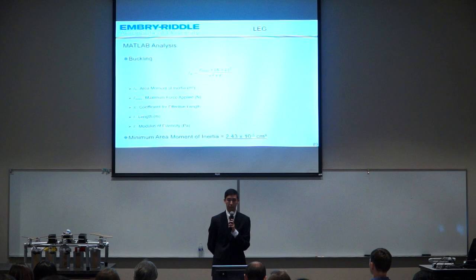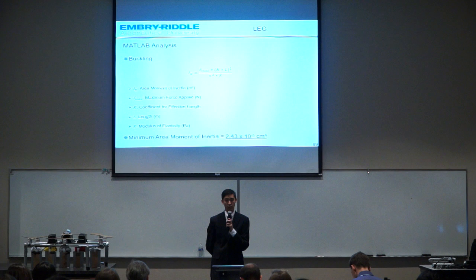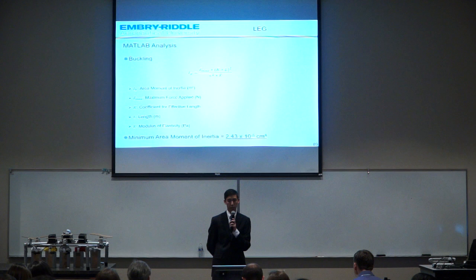The second design metric used in order to determine the leg dimensions was the area moment of inertia due to buckling, where, again, the equation shown above is the maximum force that the leg will experience, K is the coefficient of effective length, L is the length of the leg, and E is the modulus of elasticity of the chosen aluminum. This resulted in a minimum area moment of inertia of 2.43 times 10 to the negative fifth centimeters to the fourth.